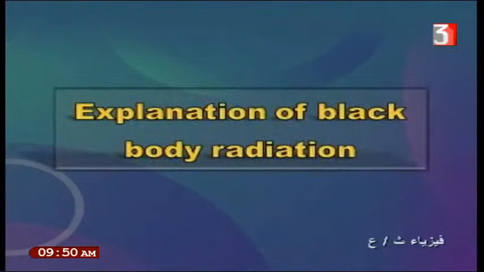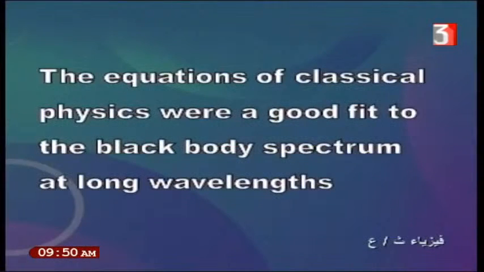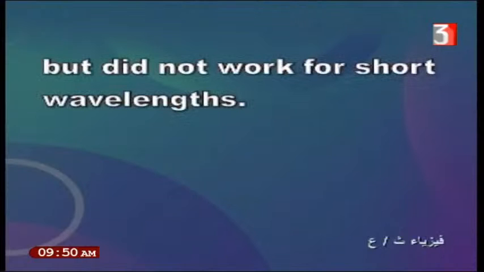And now, explanation of Planck's black body radiation. The equations of classical physics were a good fit to the black body spectrum at long wavelengths, but didn't work for short wavelengths, like ultraviolet. So they called this, in classical physics, the ultraviolet catastrophe.